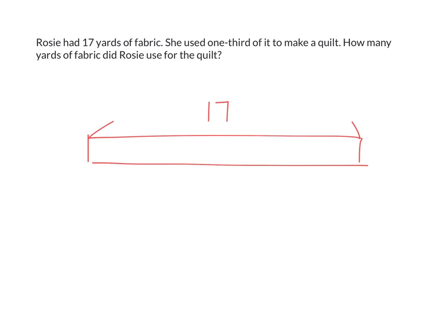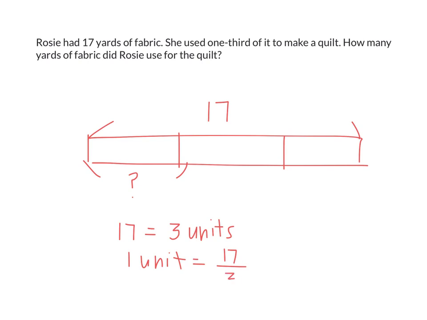1/3. We're trying to find 1/3 of 17, so I have to split it into thirds. And we want to find out how much was used. 17 will equal how many units? How many units did we split 17 into? 3. Good. So 1 unit, then, will equal 17 divided by 3. How many wholes are in 17 thirds? 5. Okay. And how many thirds are left? 2. So how much did she use? 5 2/3. 5 2/3 yards.